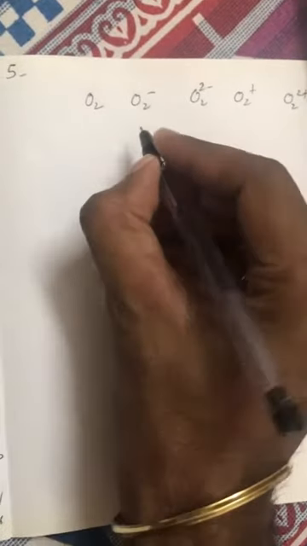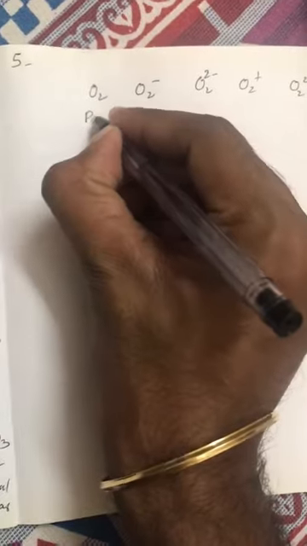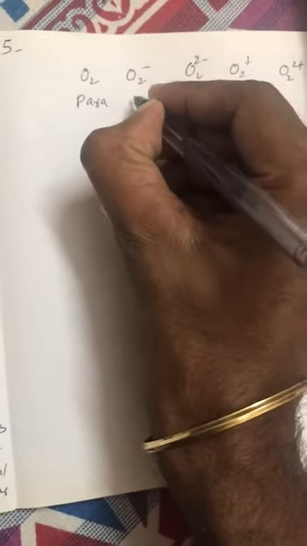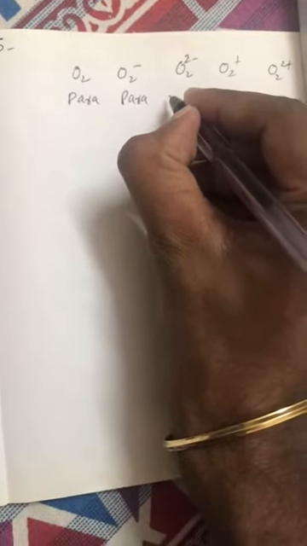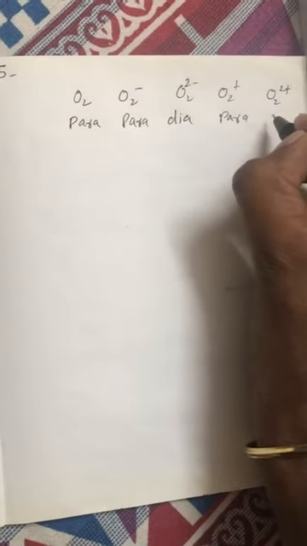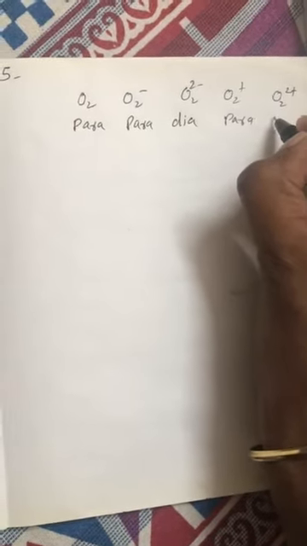Question number 5. O2 is paramagnetic. It has 1 unpaired electron in pi star px and pi star py. O2 negative is also paramagnetic because it will have 1 unpaired electron. O2 2 negative will not have any unpaired electron, that's why it is diamagnetic. O2 positive will have 1 unpaired electron, that's why it is paramagnetic. O2 2 positive will not have any unpaired electron, that's why it is diamagnetic.